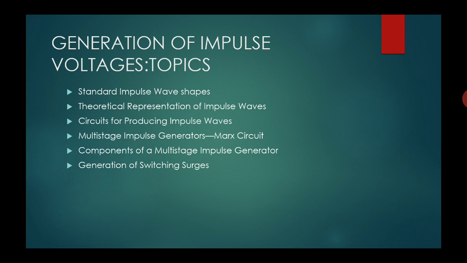Then we'll talk about the theoretical representation of impulse waves. Then we'll continue with the circuits for producing impulse waves. So we'll be talking about a couple of circuits that produce impulse waves. Then we'll talk about a very famous impulse generator called the Marx circuit, and the components of a multi-stage impulse generator. Then generation of switching surges.